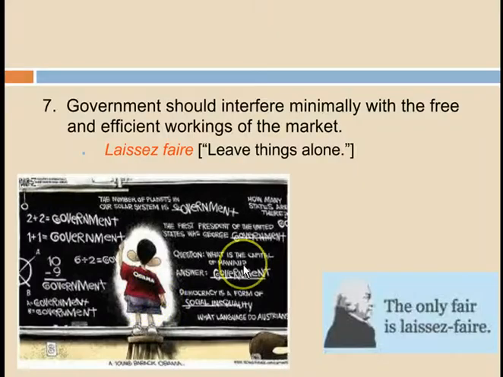Another feature of capitalism is this term laissez-faire. Leave things alone is what it means. It refers to the idea that the government should stay out of the market if at all possible and allow things to take care of themselves, and price and quantity will always follow.